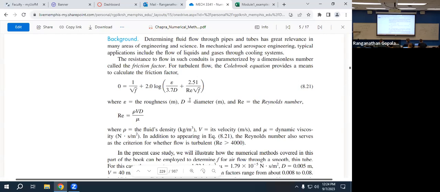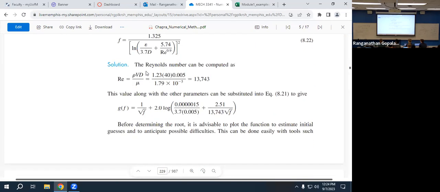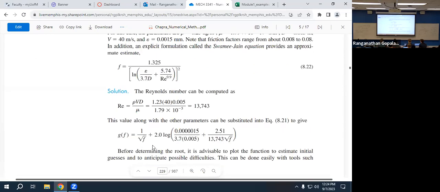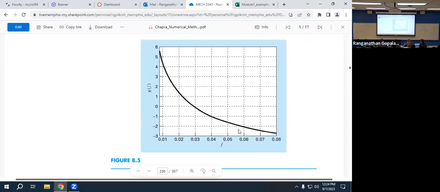Obviously, this function is not defined near zero. You need to just find enough information to know where the root may be. Also think about what this quantity is actually representing. Friction factor, if you know fluid mechanics, or if you have this information wherein you can actually plot g of f. They are calling this function g of f, this right side, and here is a plot of it.